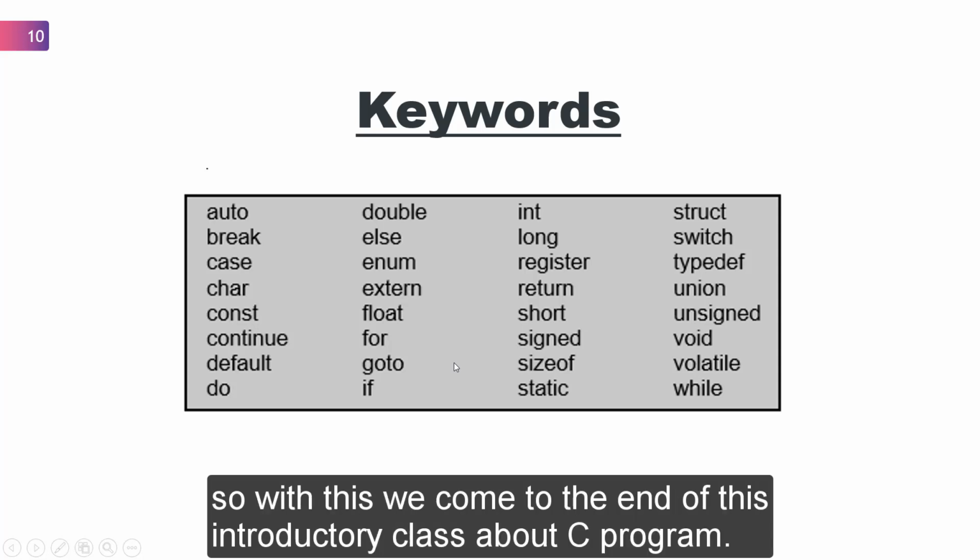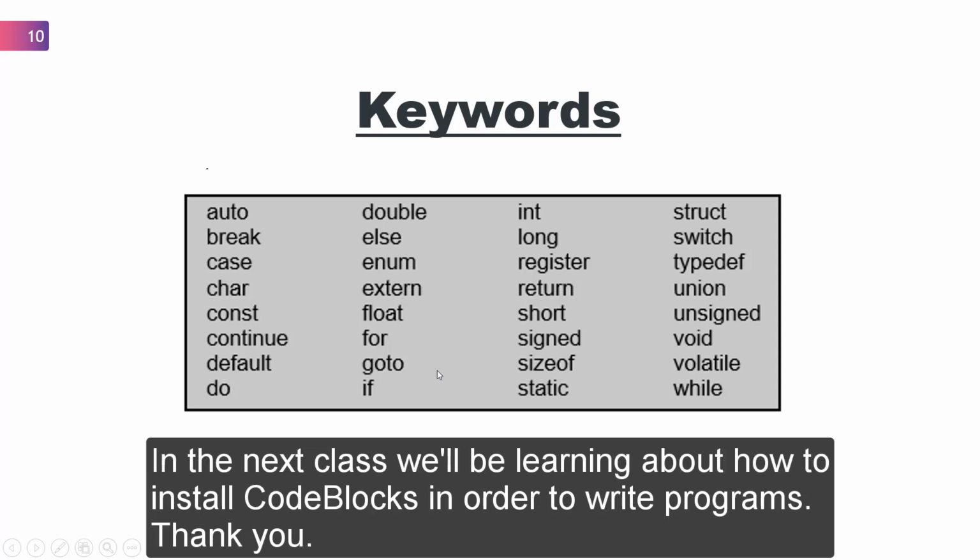So with this, we come to the end of this introductory class about C programming. In the next class, we'll be learning about how to install Code::Blocks in order to write programs.